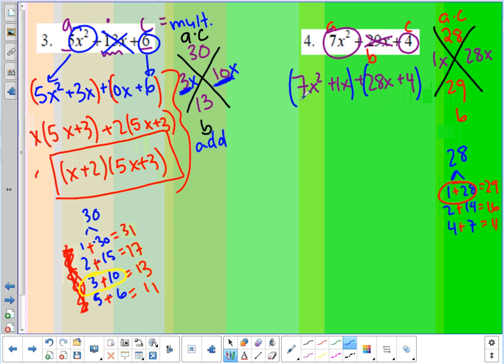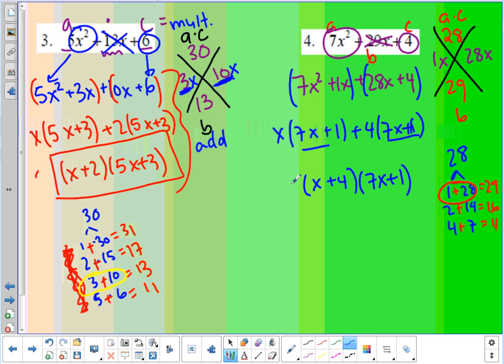So now 7x squared plus 1x, I can take out an x. So then I have 7x plus 1. And then 28x plus 4, I can take out a 4. And that leaves me with 7x plus 1. And again, that's just factoring by grouping like what we did yesterday. So my insides match, 7x plus 1, 7x plus 1. I have x plus 4 and 7x plus 1. There we go.